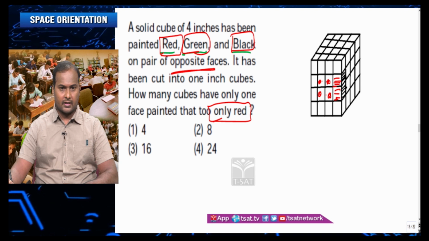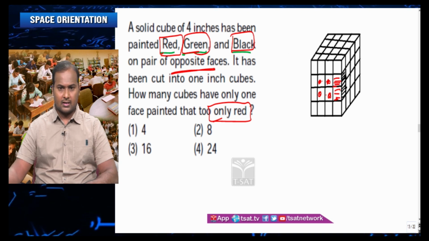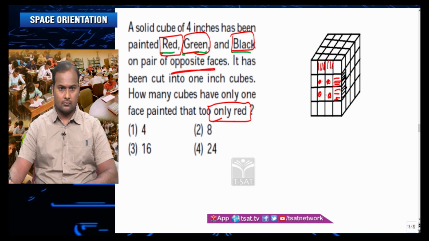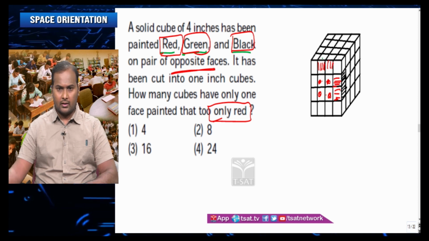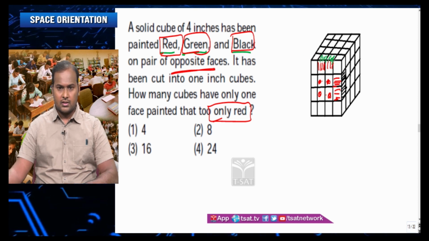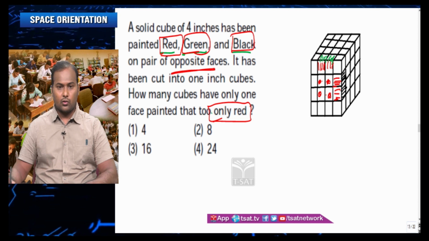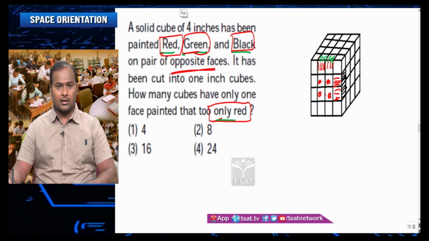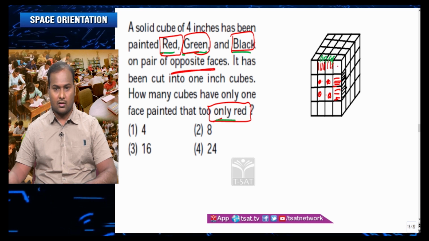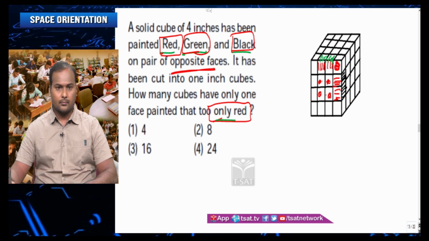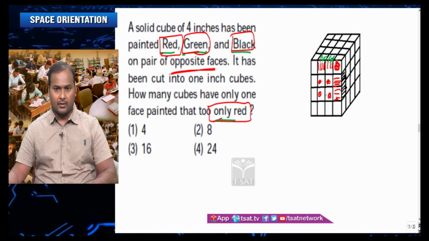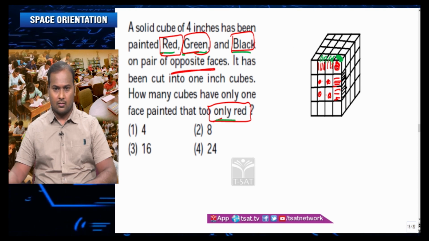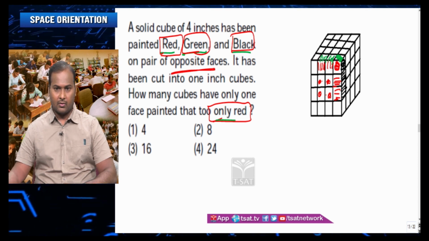If you take on the other side, see here, this is red and green. It will be red and green color. See, these are two colors, but it's asking only red. And if you come to corner, in corner what will happen? All the 3 colors are possible in the corner. Means this corner, this face will be red and another face will be green here and the other face is black here. So remember this point.